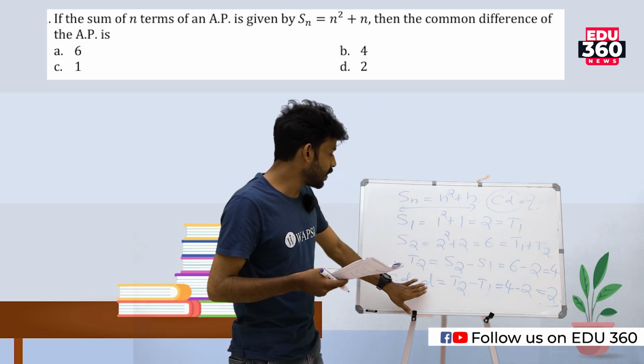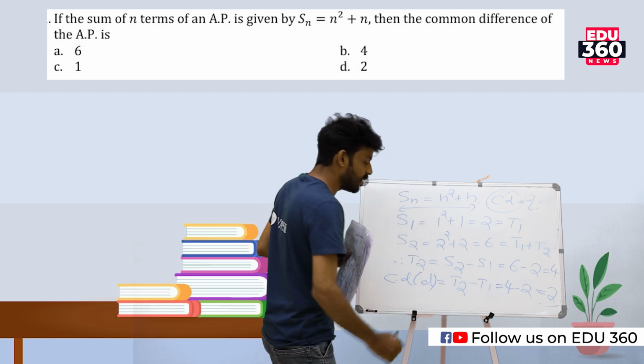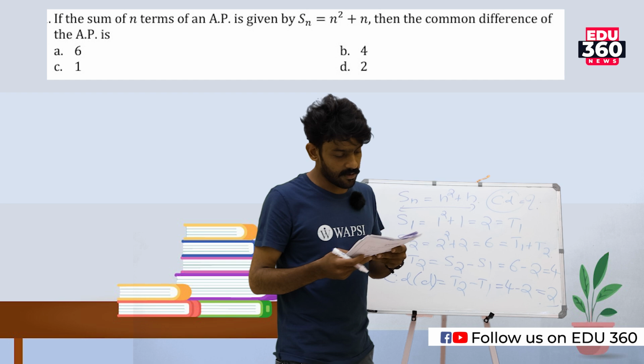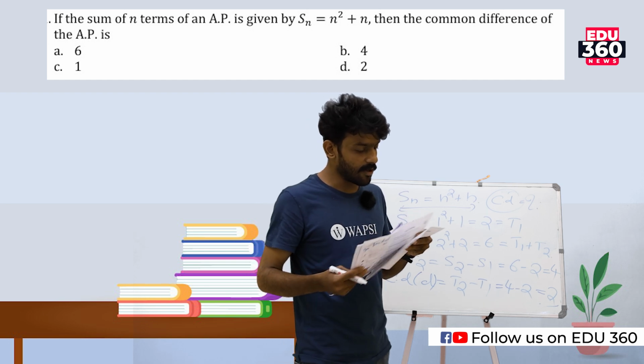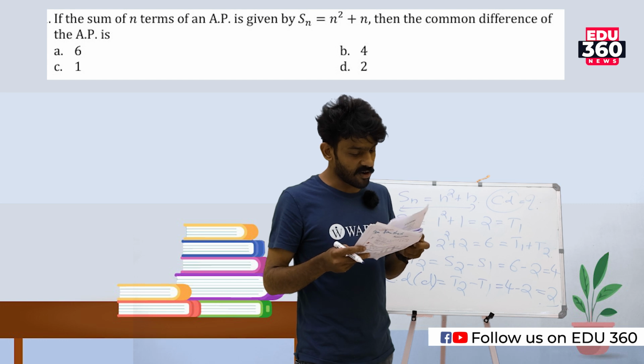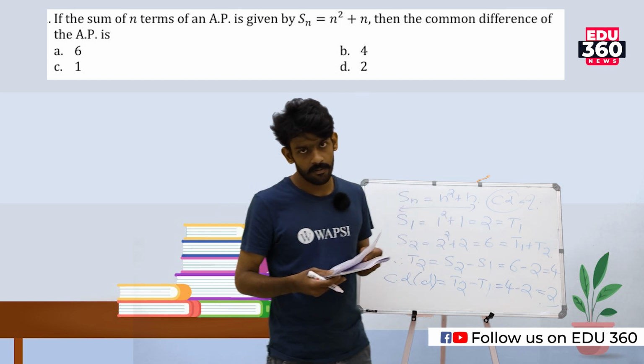So hereafter we can find the common difference D. Yes, the common difference D is equal to T2 minus T1. 4 minus 2. So the value is 2. Now look at the options. While we are going through the options, we can see that for this question, option D is the correct answer. That means 2 is the common difference for this question.